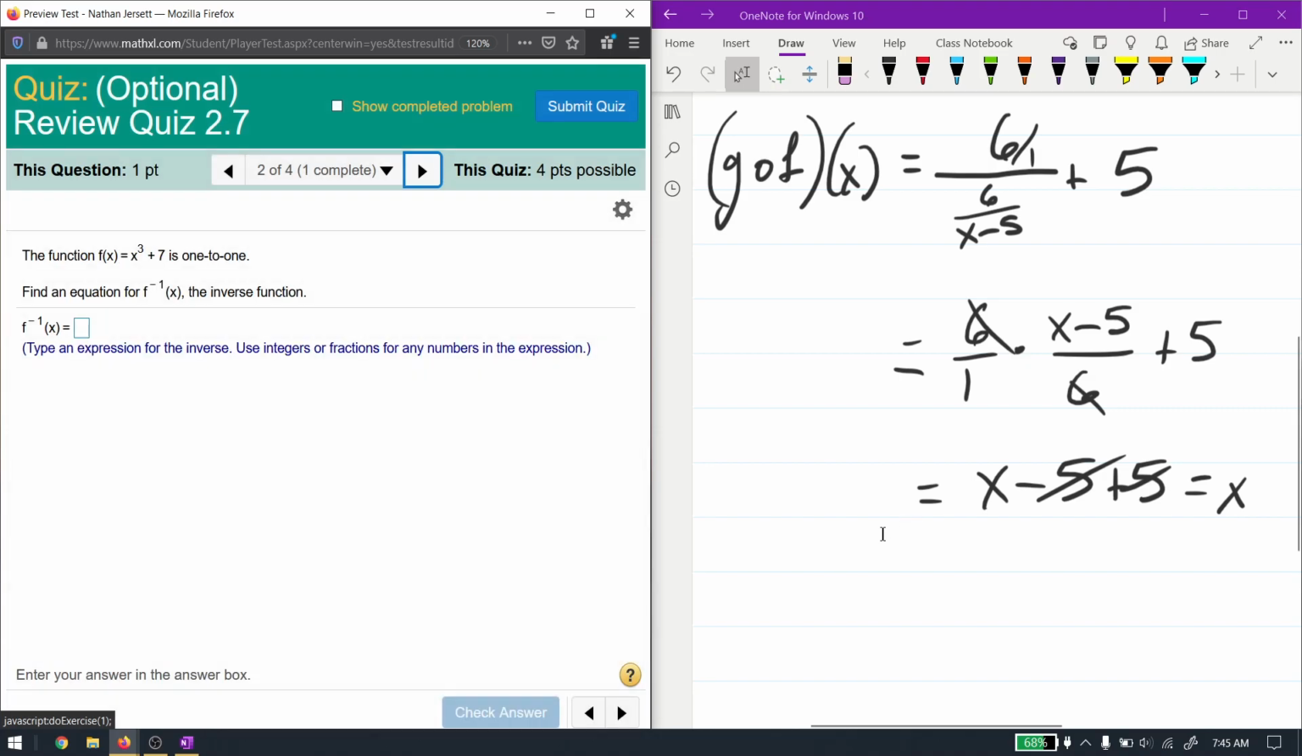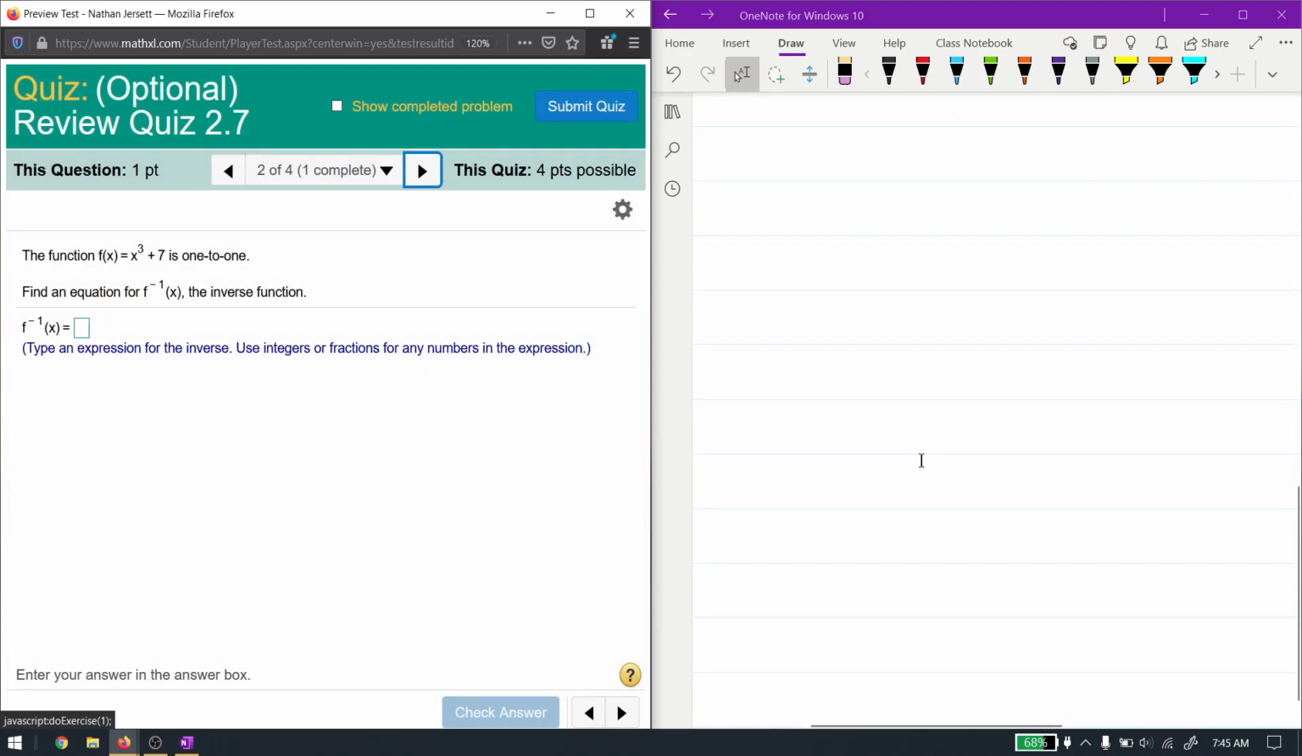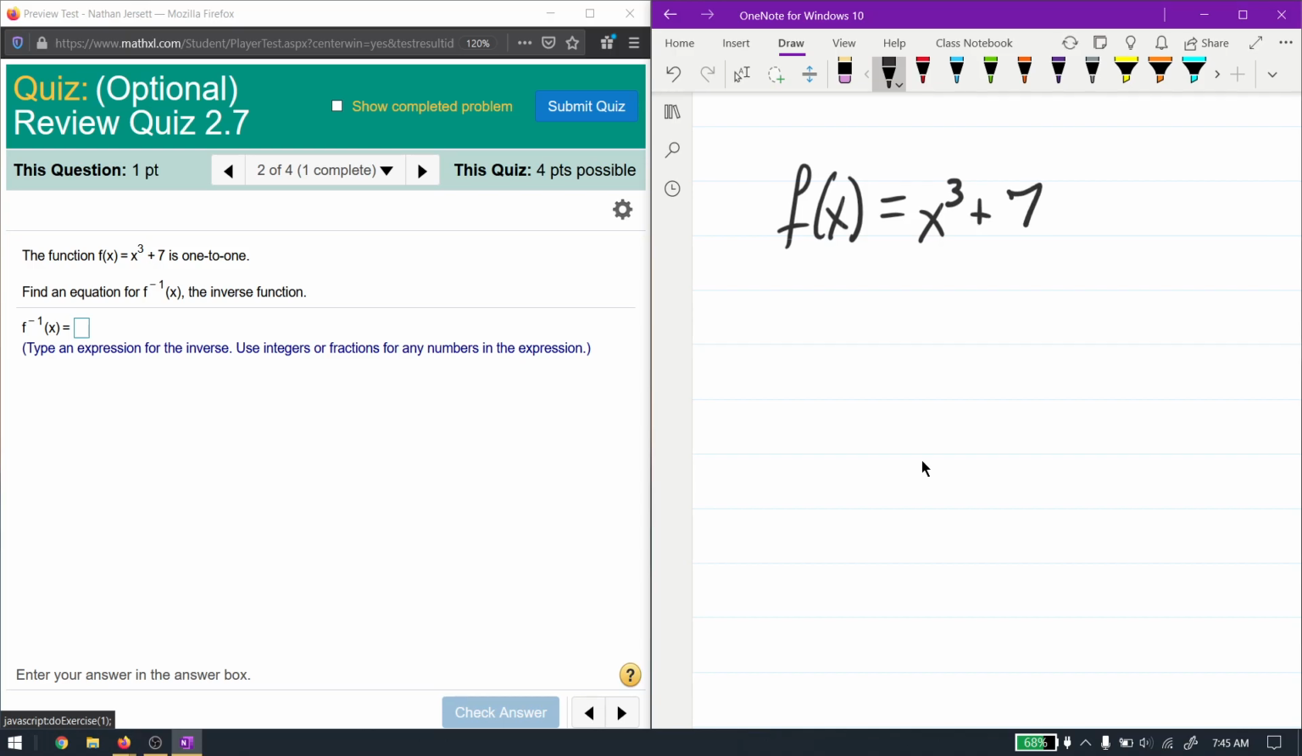Okay, moving on. This function is one-to-one. In other words, it does have an inverse. A one-to-one function is one that passes the vertical, sorry, not the vertical line test, the horizontal line test.